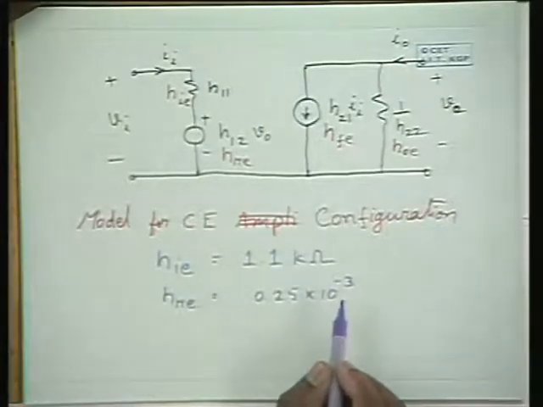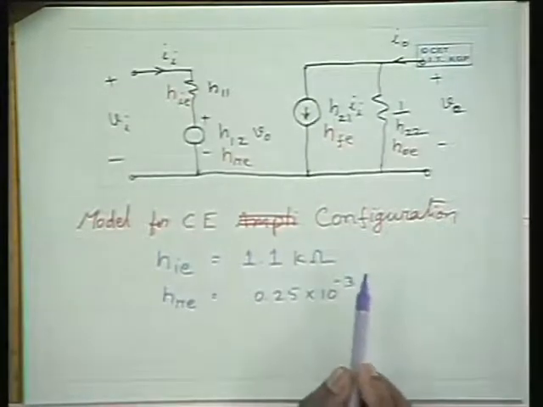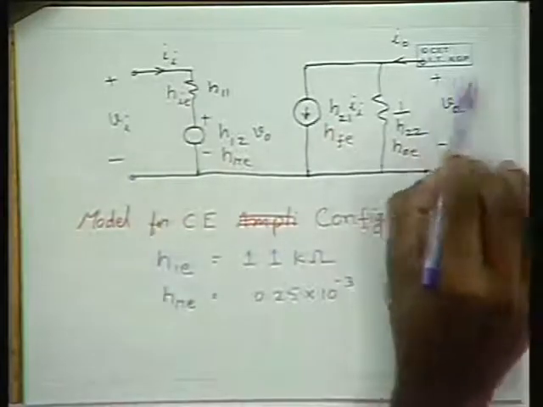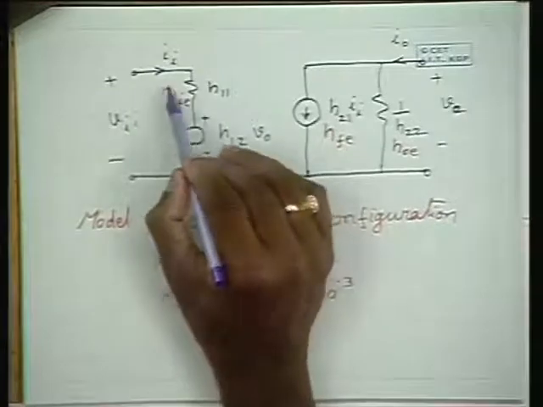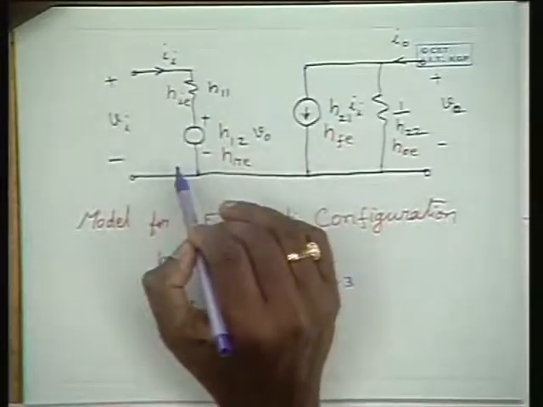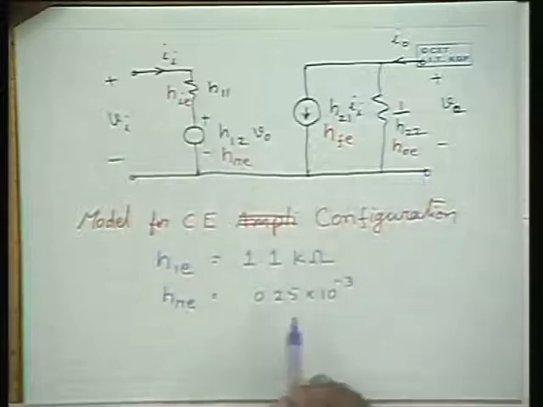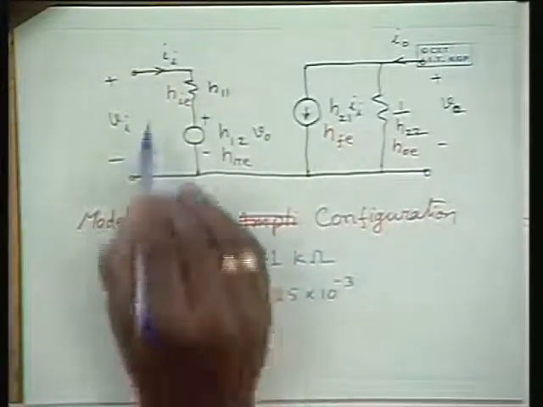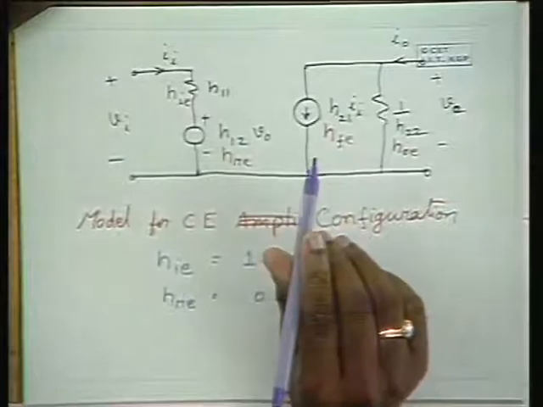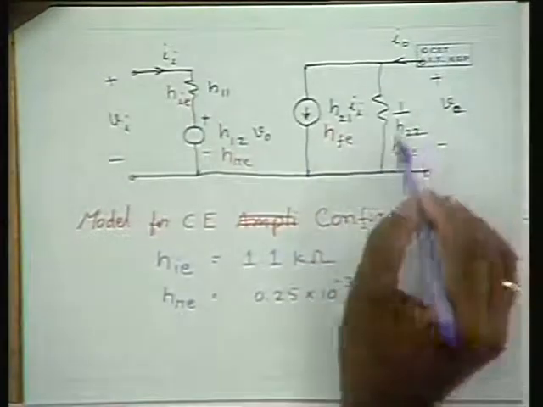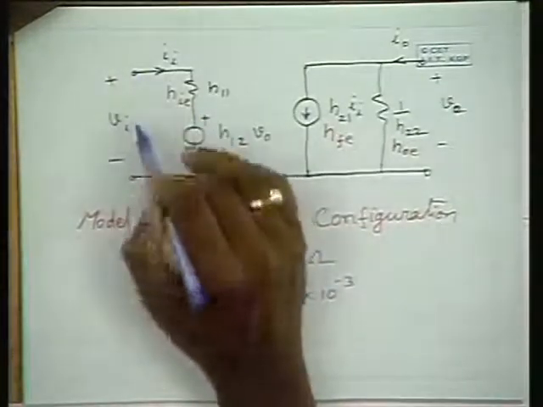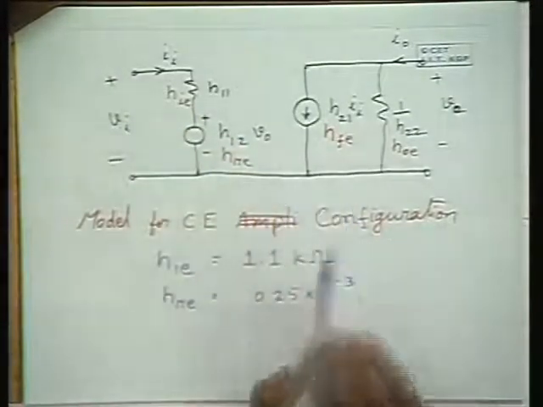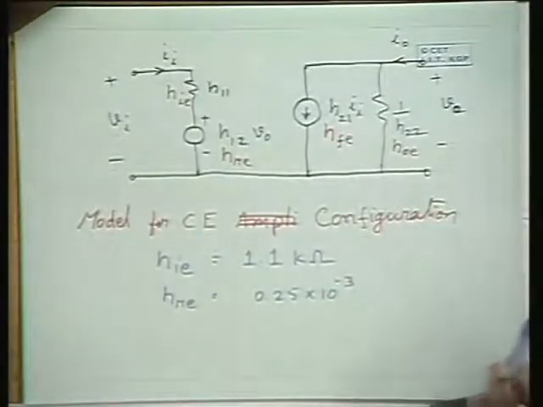HRE is a voltage transfer ratio. It has no units. So when you open circuit this, if you apply some voltage here, 1 volt here, how much voltage appears at the input? So there is 0.25 millivolts appearing across this. So output voltage does reflect at the input even when the input is open circuited, and that ratio is this much.